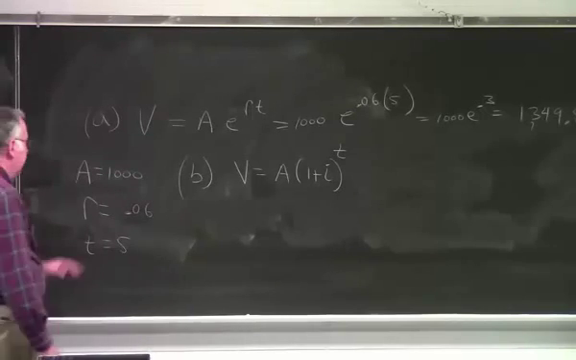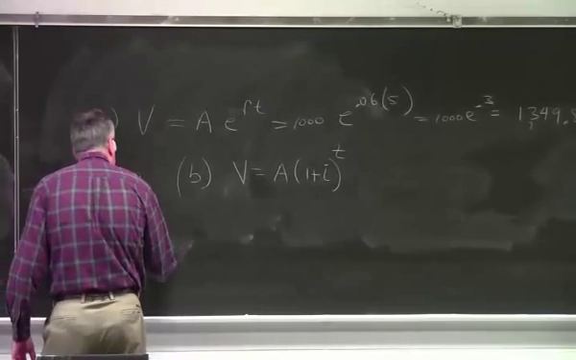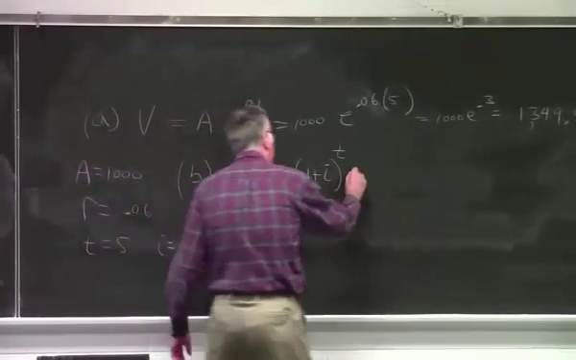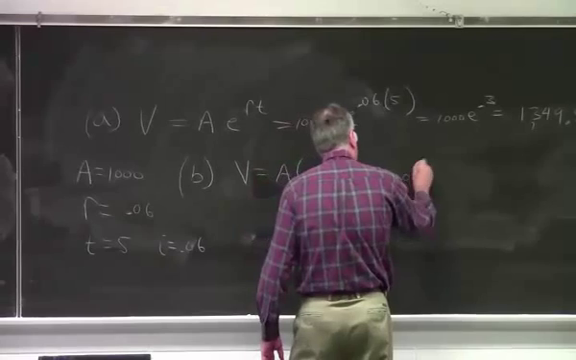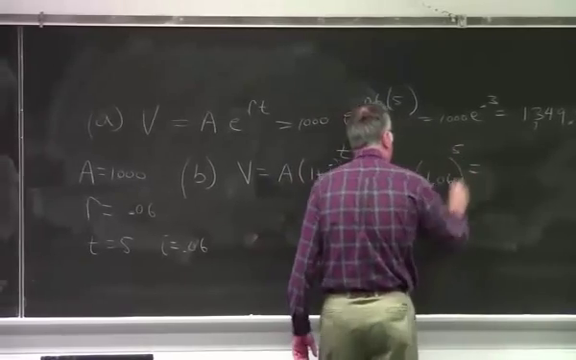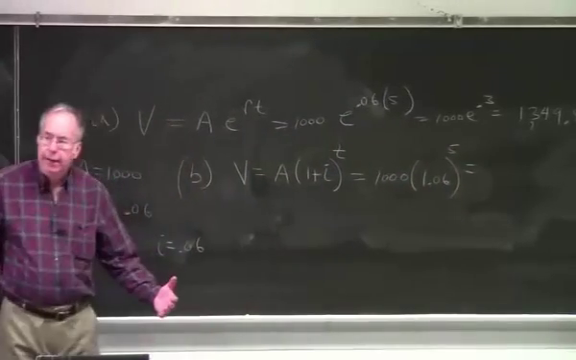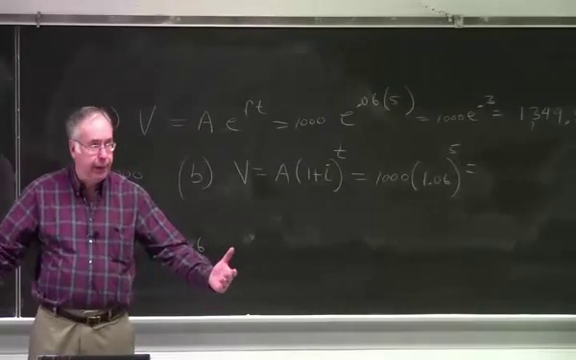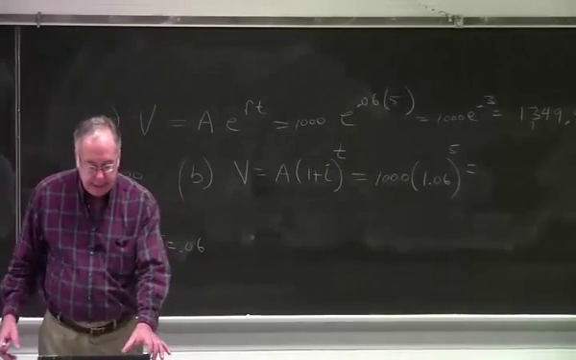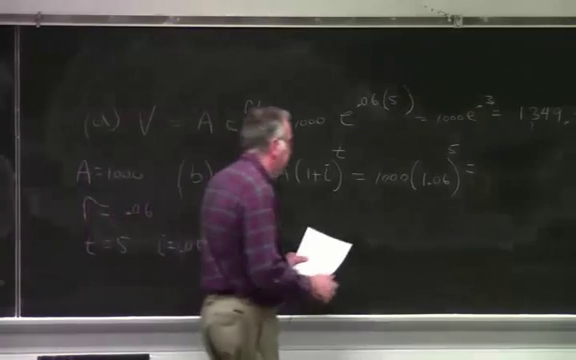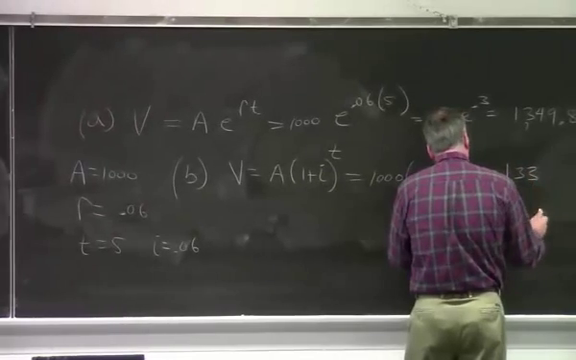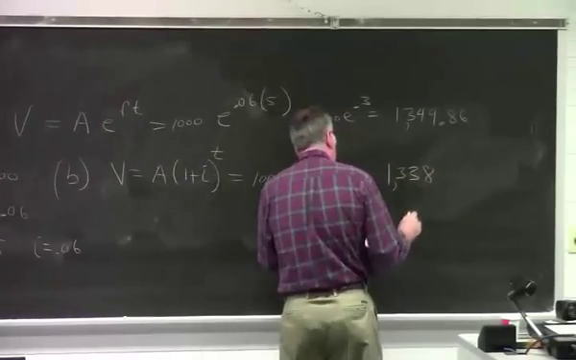So for part B, we have the same information except you have i equals 0.06. So our calculation is 1,000 times 1.06 raised to the 5th power. And again, you need a calculator that will raise 1.06 to the 5th power. And then move the decimal over 3 places. And what you get is this figure to the nearest penny: 1,338, excuse me, and 23 cents.